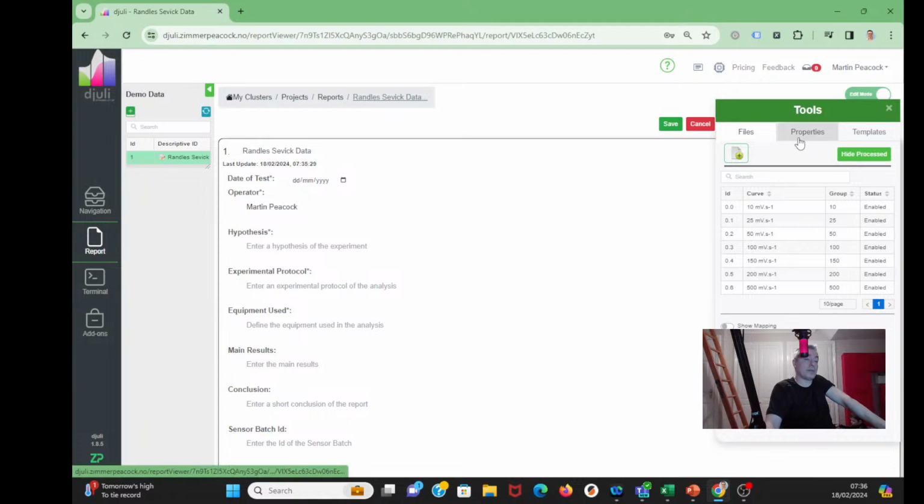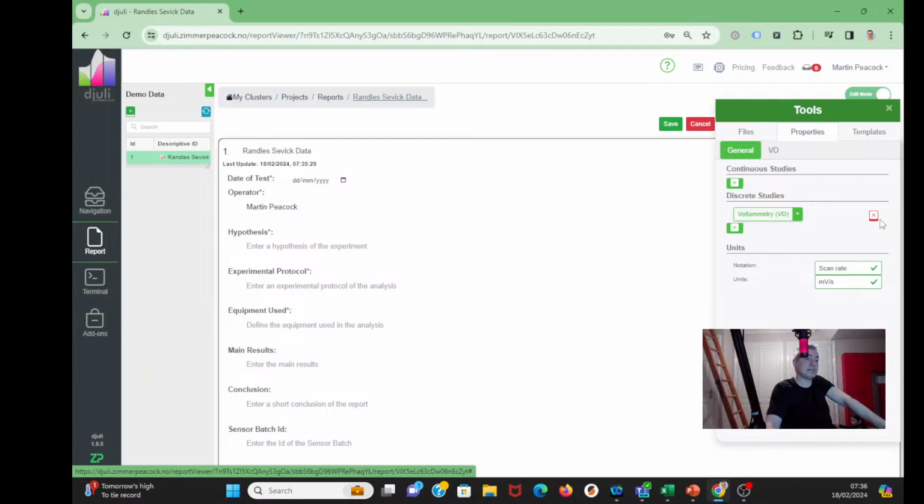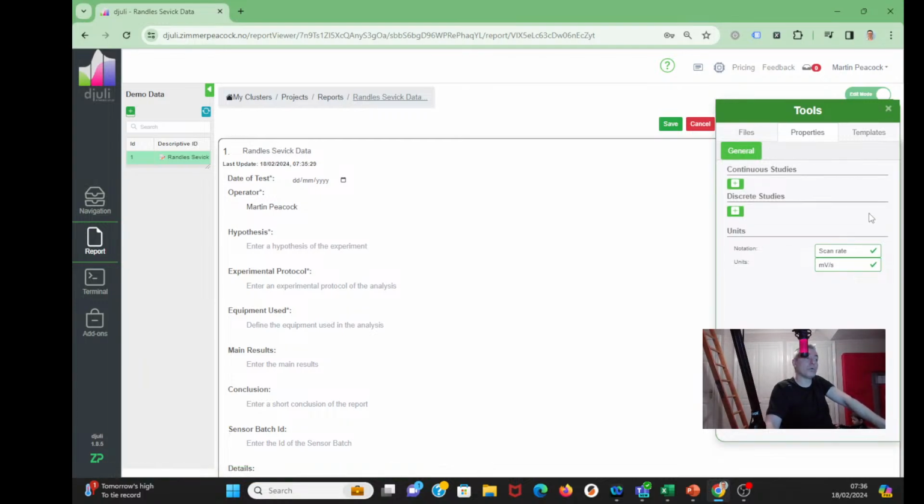And then under properties, I know that this data is what we call, it's a terrible name, but it's discrete data. And so it's a one-off experiment. In a minute in this webinar, somebody's going to be asking about continuous glucose monitoring, CGM. That's continuous data, but this is discrete data. I'm really interested in the scan rate, so I put the word scan rate in here, and the units are millivolts per second. Yeah, that's correct.